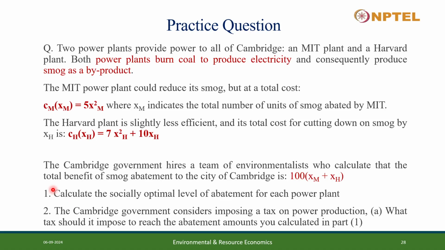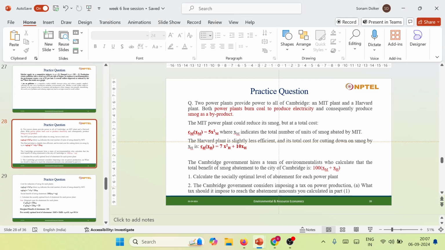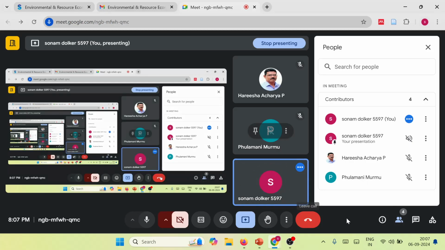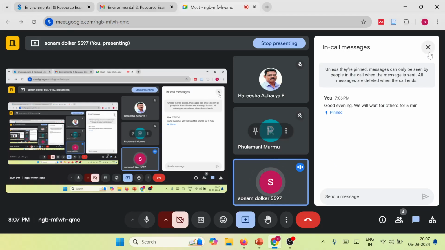So before that, I would like to ask, what will be the equation for marginal abatement cost for MIT and marginal abatement cost for Harvard? So for that, you have to give the answer in the chat box if you understand the question. So are you there? Can any one of you answer these questions? Are you able to understand the question?